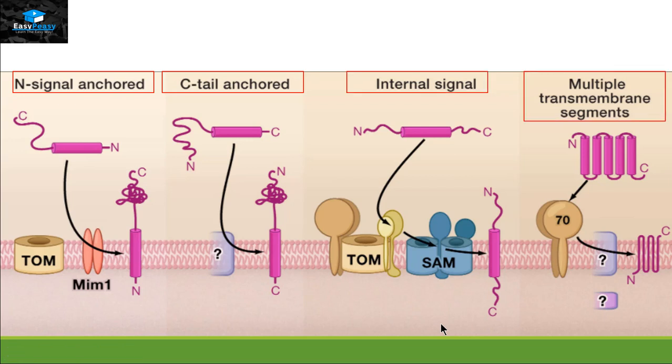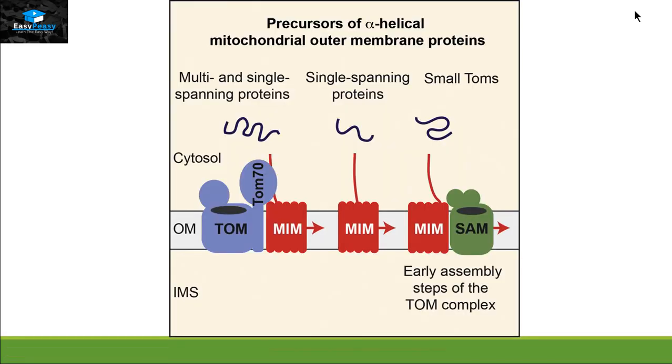And the last is called multi-transmembrane segments, as it can penetrate the membrane several times due to the presence of several hydrophobic regions inside this protein. Now, the MIM complex can incorporate these alpha helical structures inside the membrane in 3 different ways. The first way is that the MIM complex will take the help of Tom70 and incorporate the protein inside the outer membrane. In some situations, the MIM complex can incorporate the protein in the outer membrane independently.